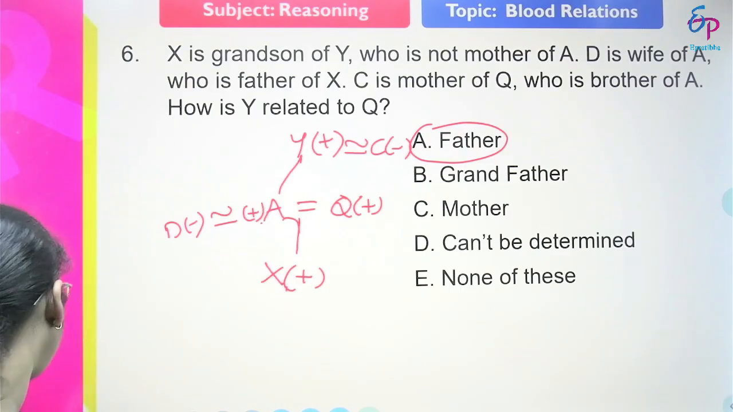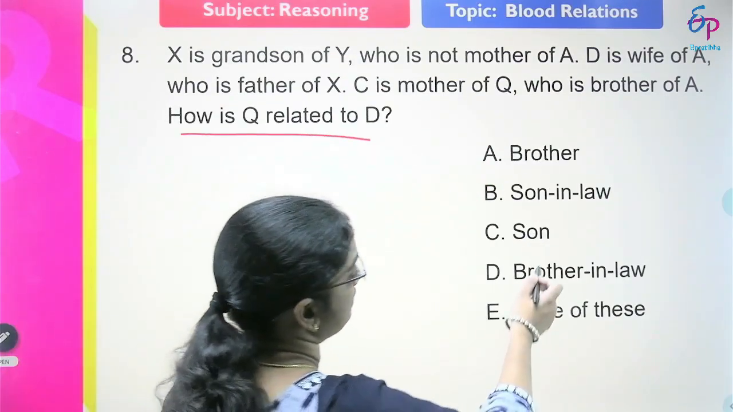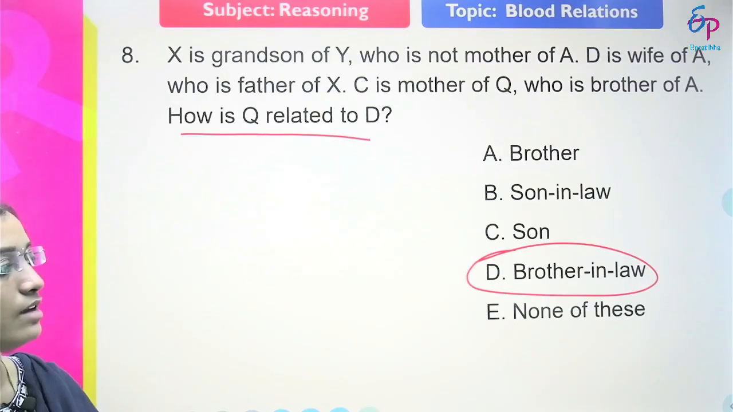So Q is brother-in-law of D, friends. Okay, so Q is brother-in-law. So yes, we are having that option answer in our fourth option, D. Option D, brother-in-law, is the correct answer. Then move to next question.